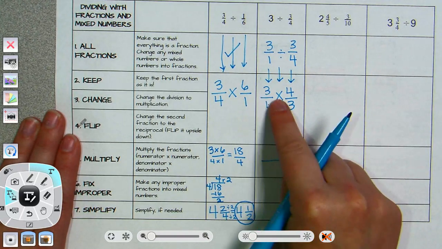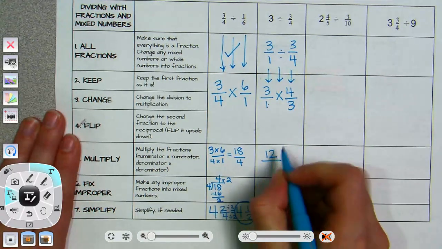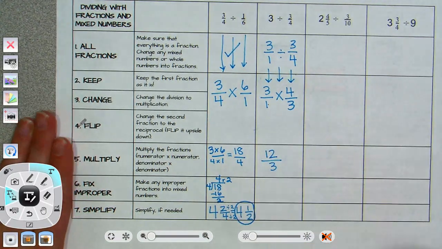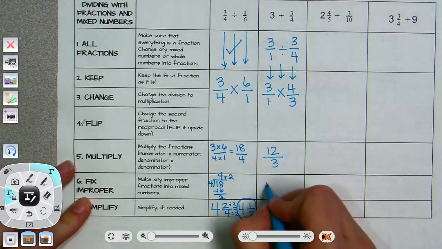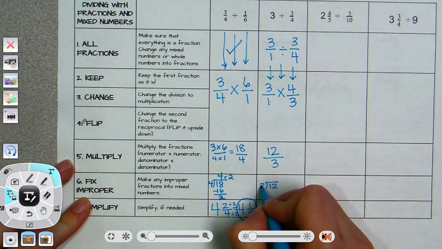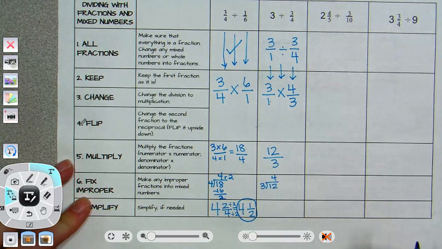Next, we're going to multiply, and I bet we can do this one without writing it out. So let's do the top. 3 times 4 is 12, and 1 times 3 is 3. It's improper, so I'm going to set up my division. 12 divided by 3. Oh, I know this one, mental math. It's 4, and there's no leftovers. So I'm going to jot down my answer of 4.